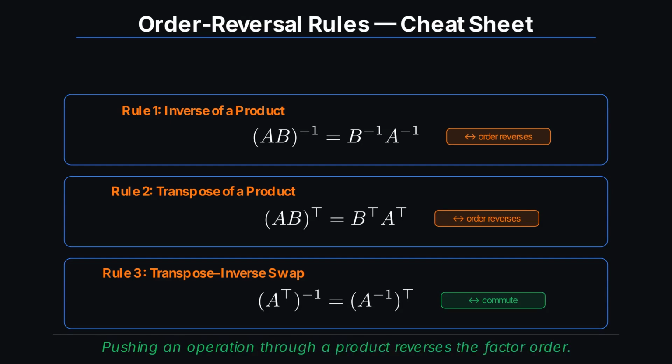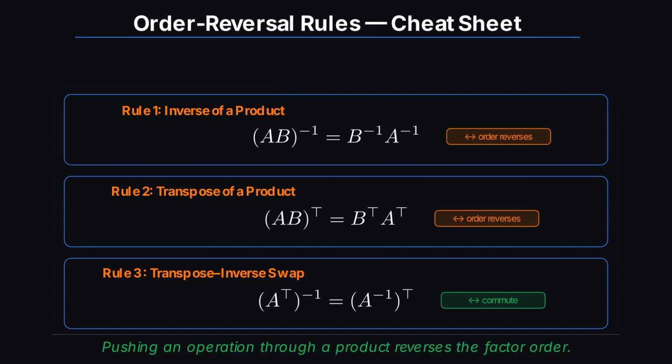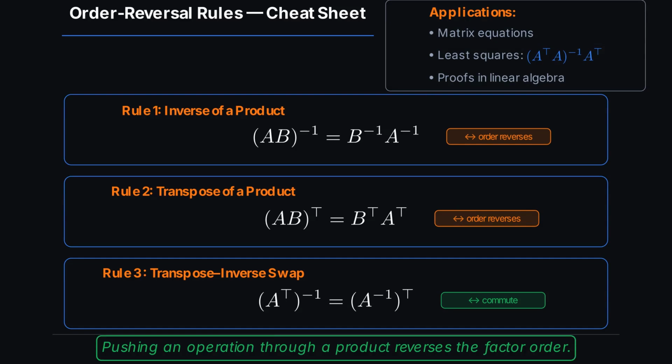The unifying principle behind all of this, pushing an operation like inverse or transpose through a product reverses the factor order. You will use these rules constantly when solving matrix equations in least squares problems where the expression A transpose A inverse times A transpose appears, and improves throughout linear algebra. Master the reversal instinct and these manipulations will become second nature.